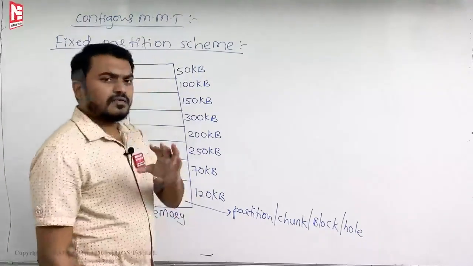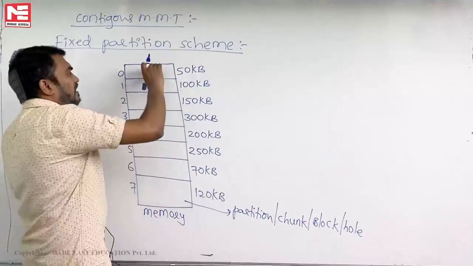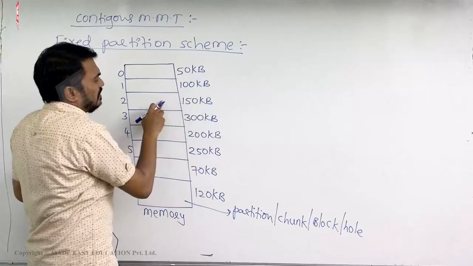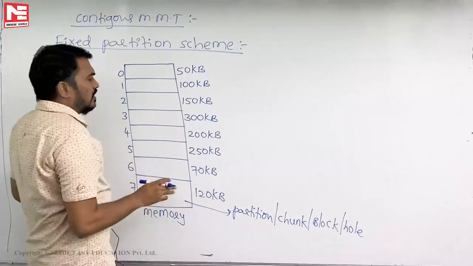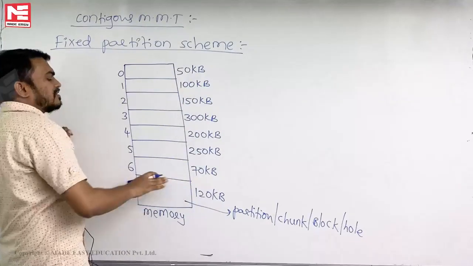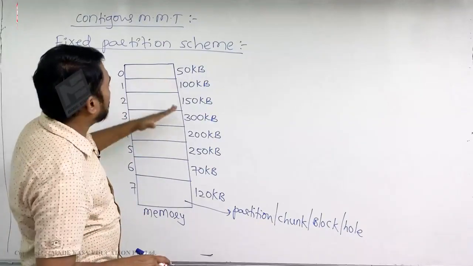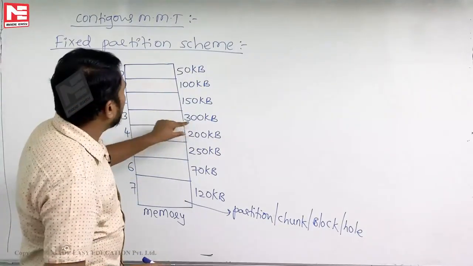And next, understand one more important point. This partition has 50 KB size. This one has 100 KB, this has 150 KB, then 300, 200, and 250. If you observe all the partition sizes here, what is the maximum size of a partition? Tell me the maximum size. 300, right? So the maximum size of a partition is only 300.